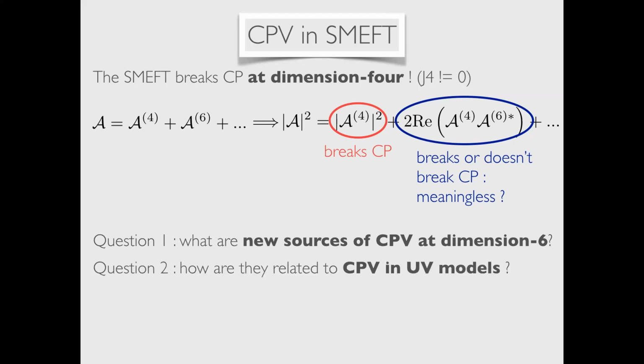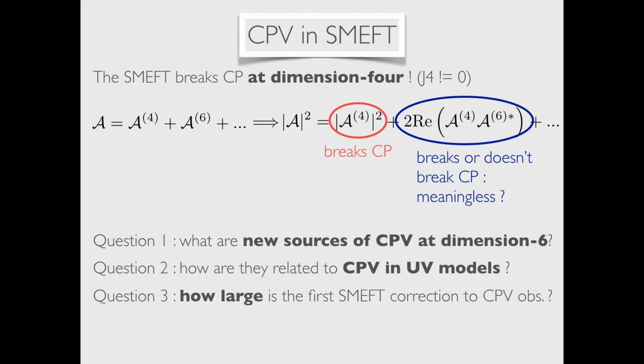A second question I will be asking then is, how are they related to CP violation in UV models? When I'm done defining this kind of objects, I will ask this question. And you could also ask, how large is the first SMEFT correction to a CP-violating observable?